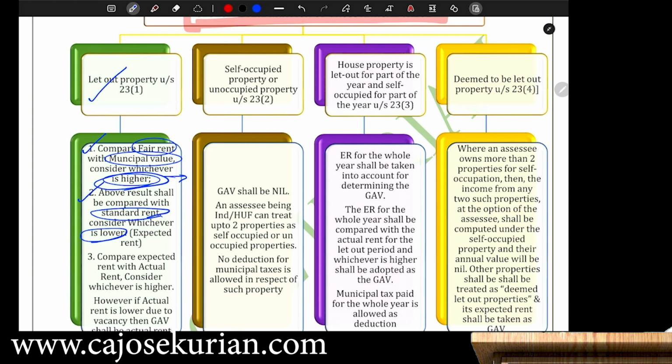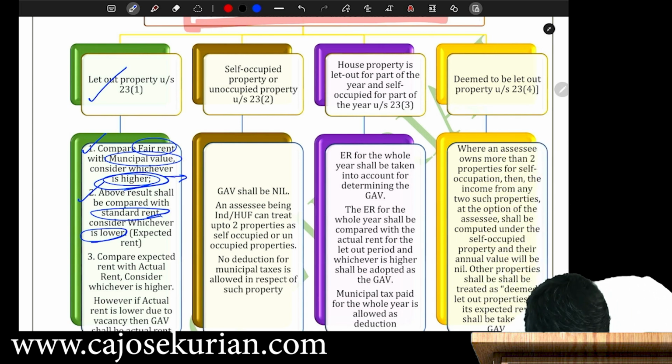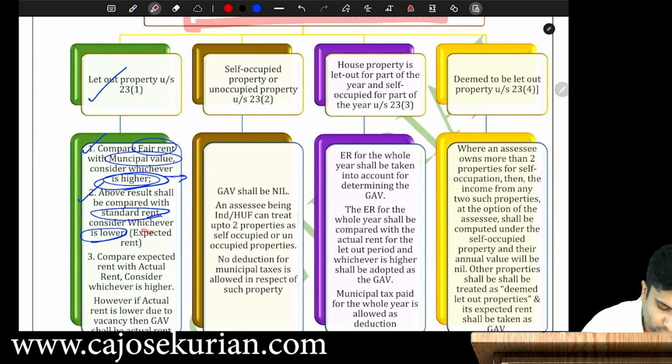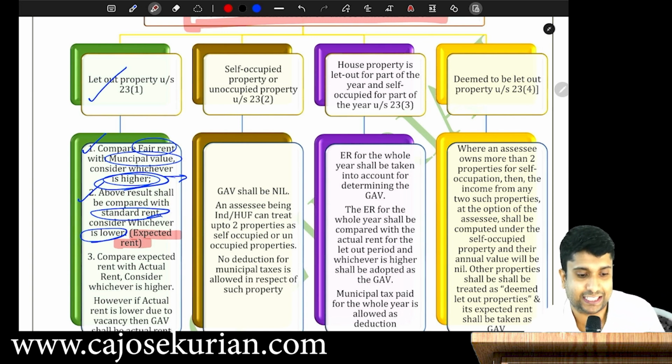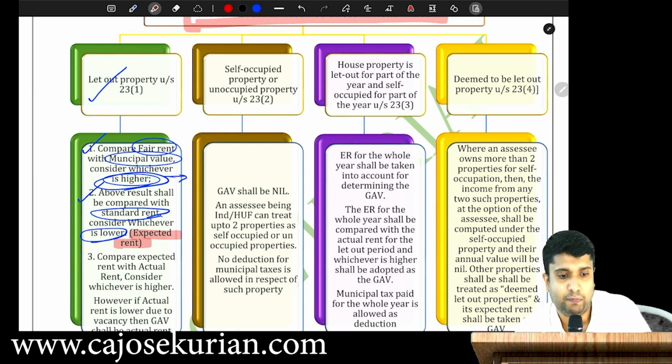First you do one thing: take the fair rent, compare it with the municipal value, pick the higher. That higher figure has to be compared with the standard rent and you pick the lower. That lower figure is called the expected rent, because the income tax department is expecting a minimum of this much rent.